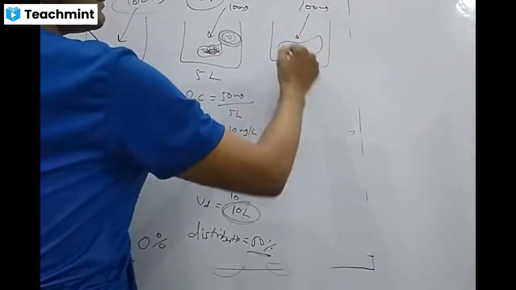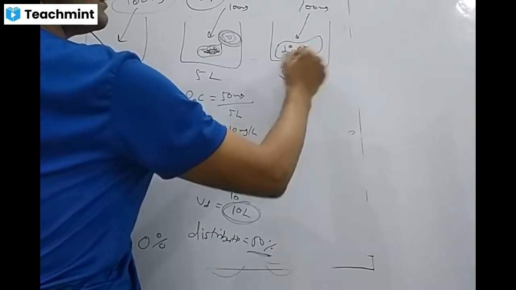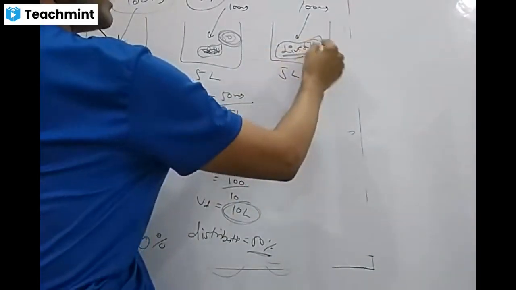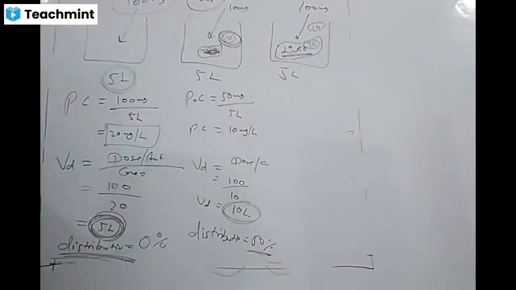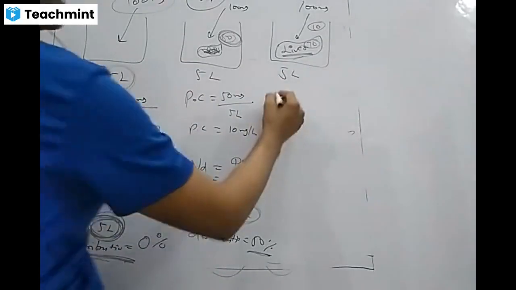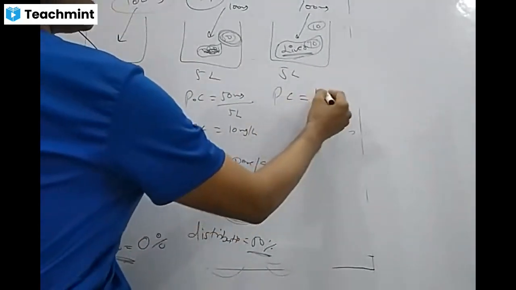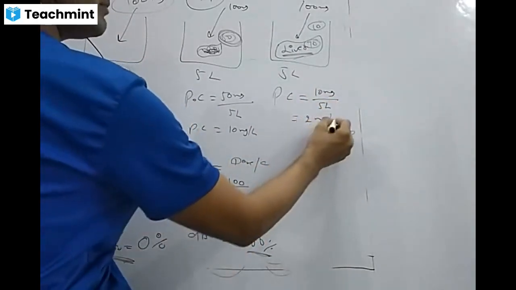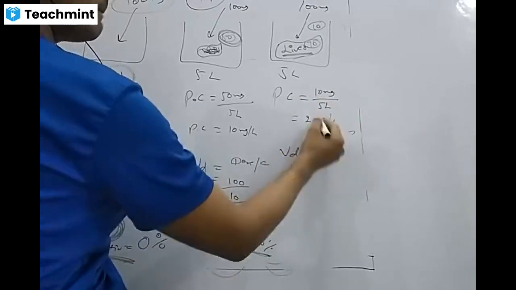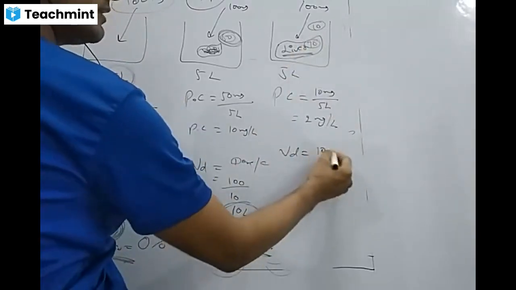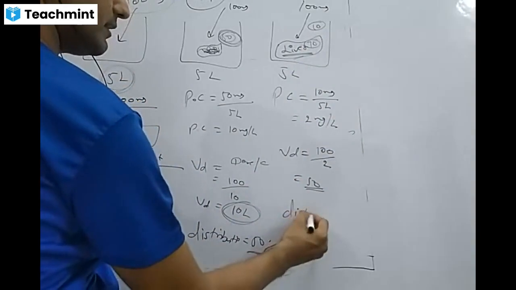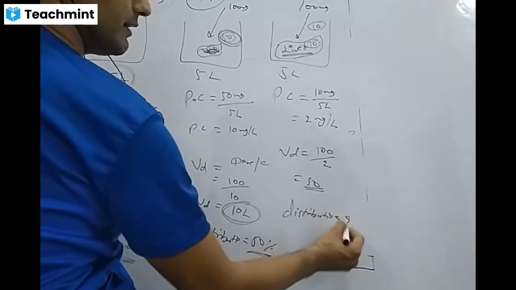In the third beaker, I make a big eater, that is the liver. The liver is a big eater. It will metabolize most of the drug. So suppose the liver eats 90 and only 10 is present in the plasma. If I calculate plasma concentration, I will find 10 mg present in 5 liters of plasma, which is 2 mg per liter. If I calculate VD, 100 divided by 2 will be 50. So in this case, the distribution is 90%.